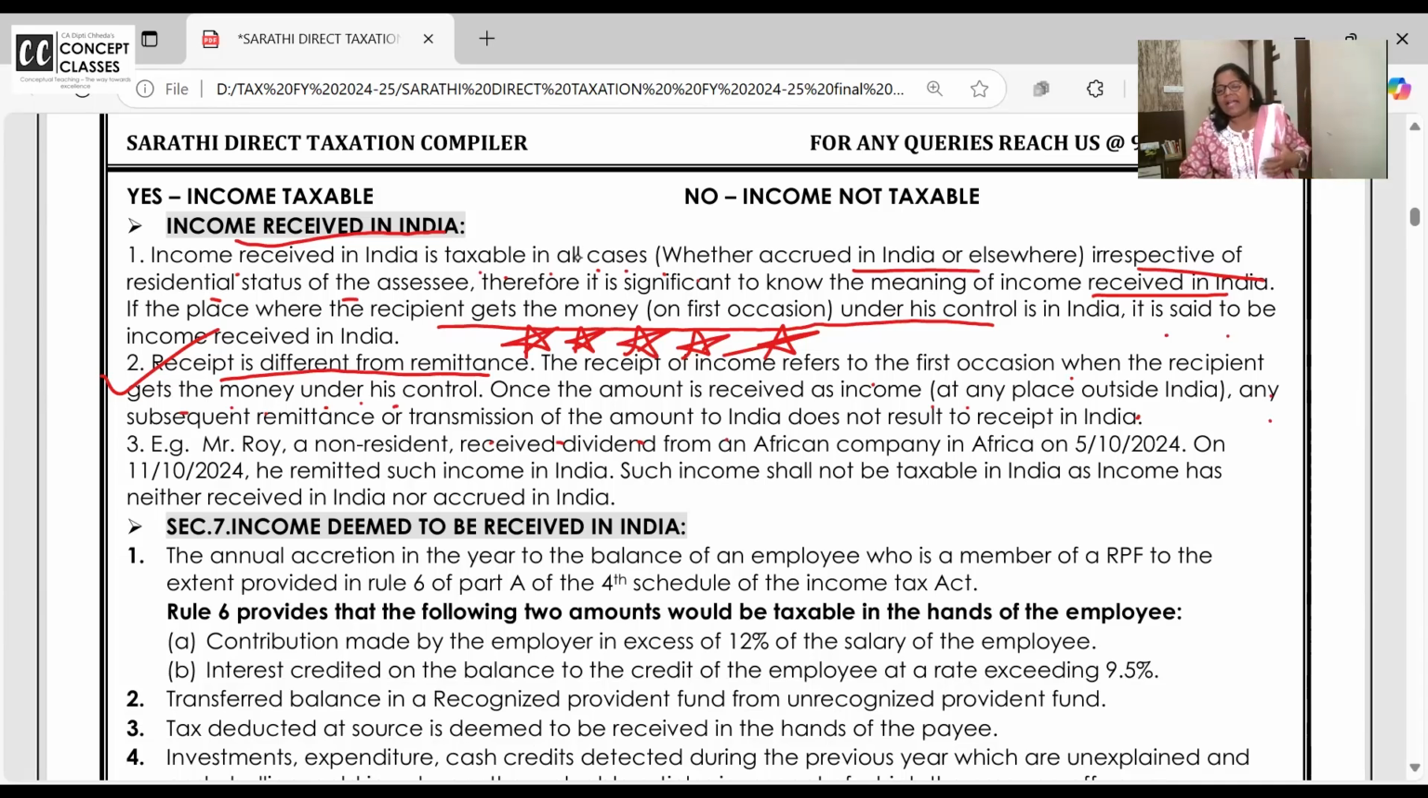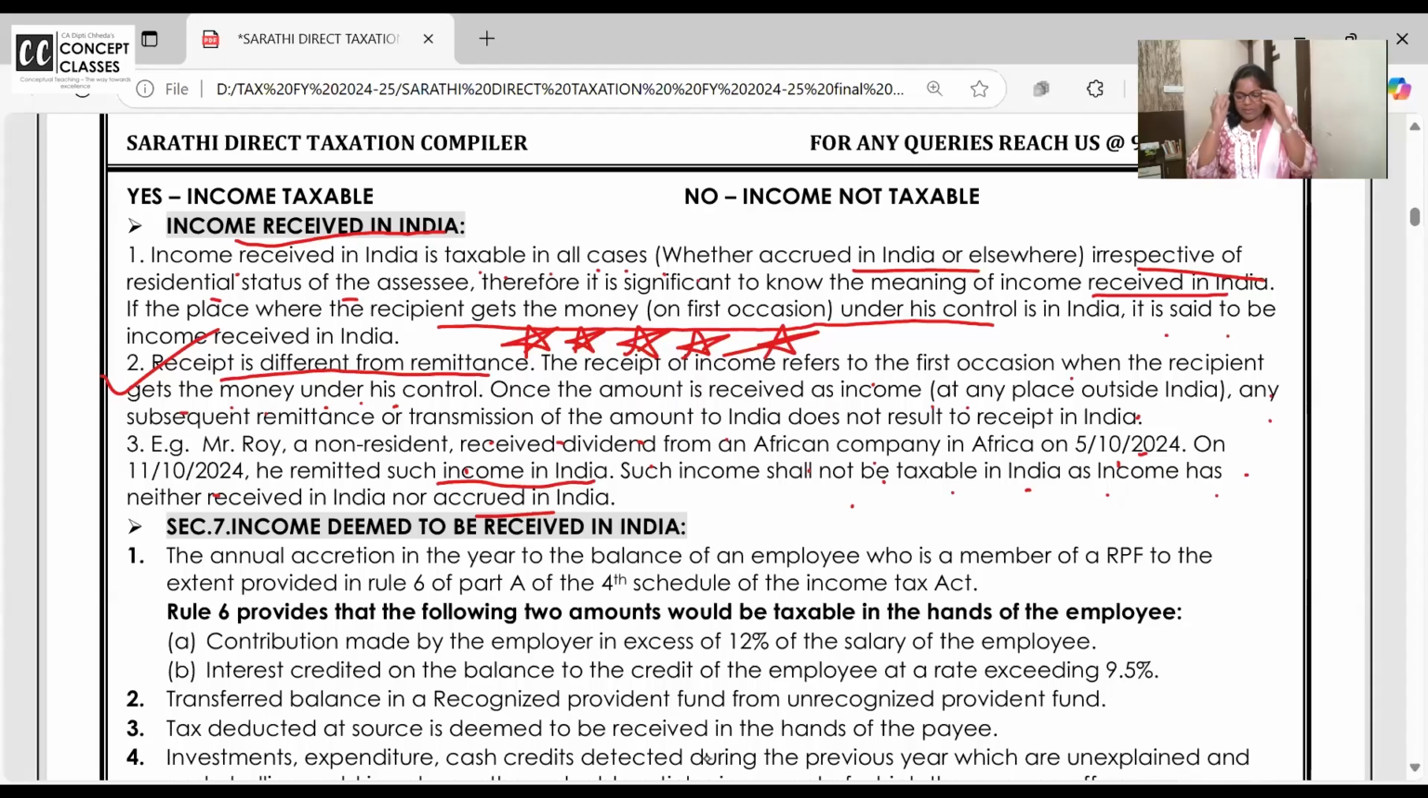Income received in India is taxable. Remittance is not taxable. Roy is a non-resident receiving dividend from an African company in Africa on 5th October. On 11th October, he remitted that income to India. Will it be taxable again? Answer is no. Roy himself is a non-resident. He got the dividend in Africa. Later on, he remitted it to his cousin in India. Doesn't make it taxable.